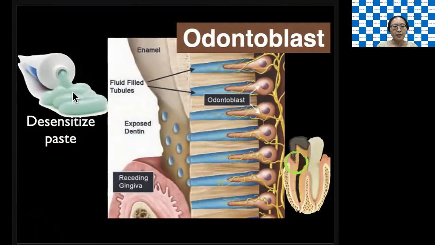The mechanism of the desensitizing toothpaste is that the content in the toothpaste combines with the mineral ions in the saliva to produce some substance that can obliterate the opening of the dentinal tubules, so it blocks the irritation to the dentinal fluid, and then the hypersensitivity can be relieved.